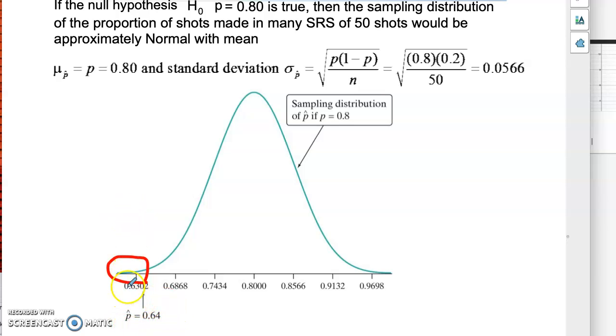The probability of that happening, we haven't calculated yet, but we can see by looking at our normal distribution that it's pretty small. It's just a very small piece. Okay.